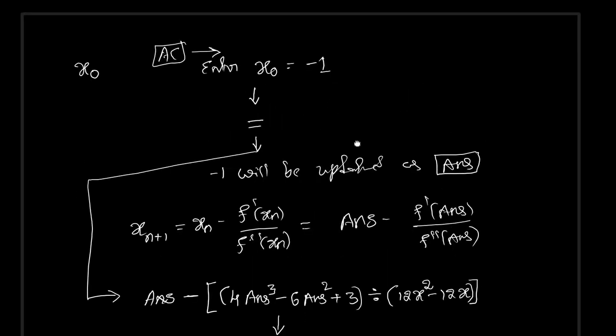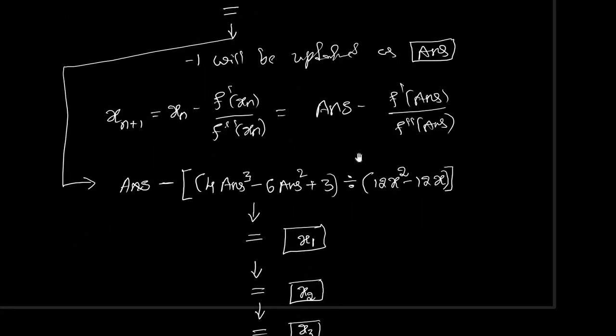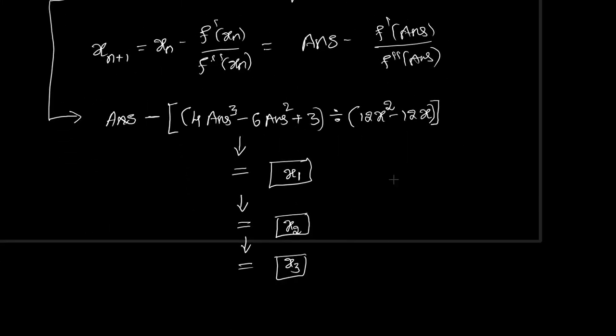So I don't know whether someone has a calculator with them or not. If you have it, can you tell me what is x4? What is x4 here when I start with x0 equal to minus 1?